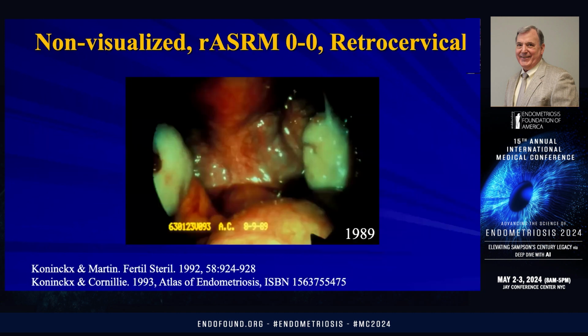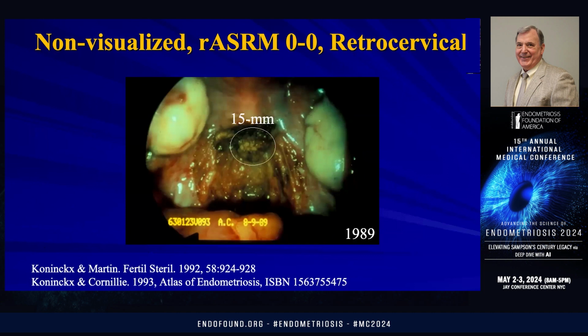This one, which I love, is Philippe's paper, Philippe's image from 1989. We have a 15 millimeter nodule right there. Easy to palpate. Philippe picked it up on clinical exam. He knows it's there. He knows where it is. He can palpate it and map it. So he knows when he goes in that's where he's going to look. And after he dissects, that's what he sees.